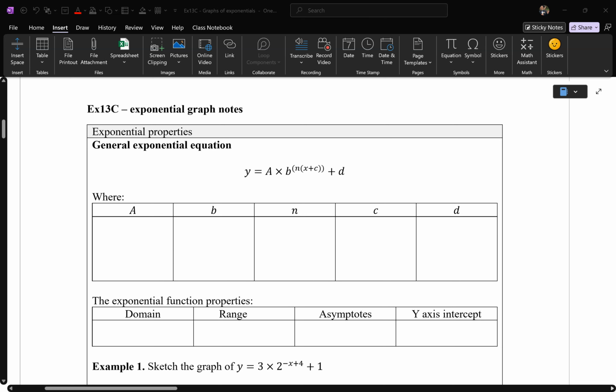All right, here we go. So exercise 13C, exponential graph notes. Here we go.